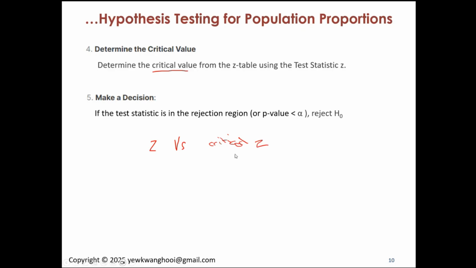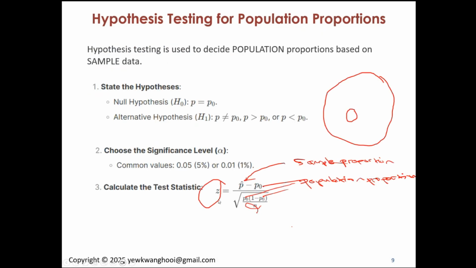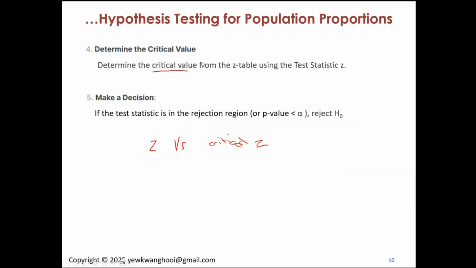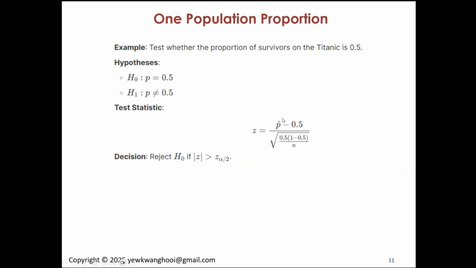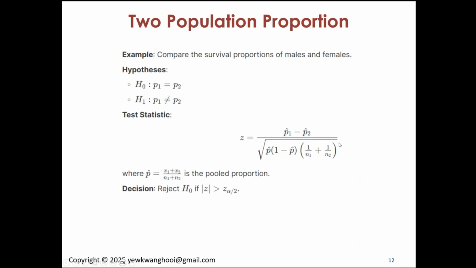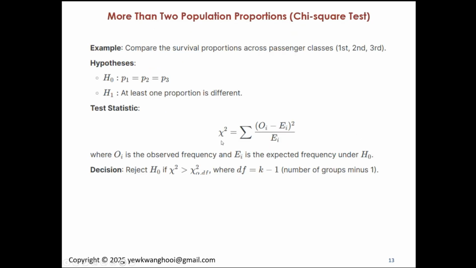Okay, where critical Z comes from the table, and Z is calculated based on our formula. This is the calculated Z and the other Z from the table. So the steps are almost similar for one population, two populations, or more than two populations. The example we have just seen, the general steps, is actually for one population. For two populations, there's a slight difference in the Z formula that we use. And then for more than two populations, again, the difference is in the formula we use. The other steps are the same.